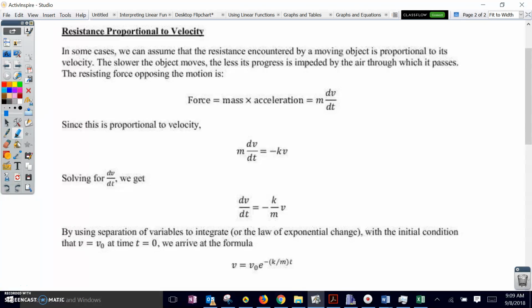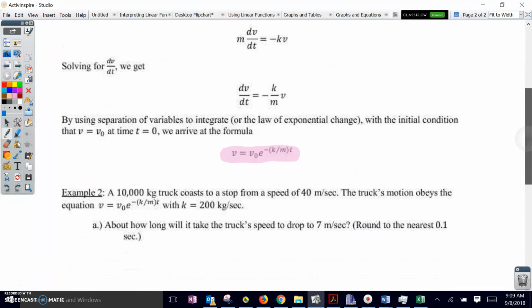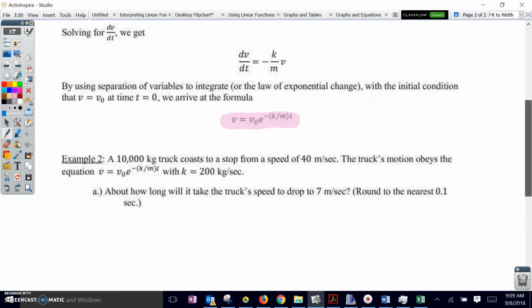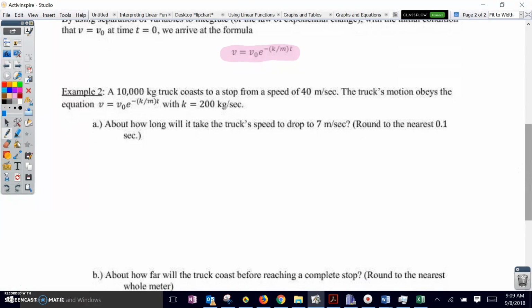You can read through the derivation, but it gets us down eventually to this formula, that velocity is equal to v sub 0 e to the negative k over m t, where v is velocity, v sub 0 is the initial velocity, k is a constant based on the particular object that's moving, and m is the mass. So let's go ahead and look at example 2, which utilizes this formula.